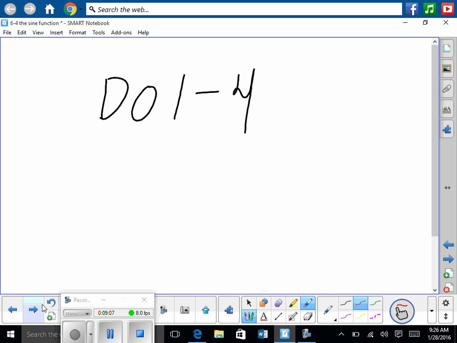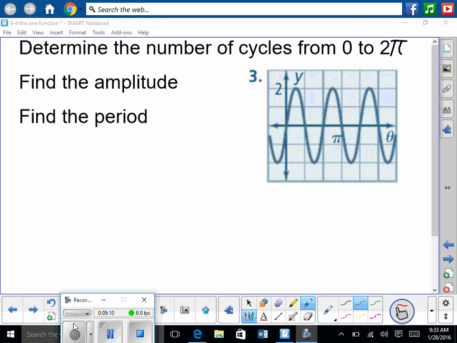1 through 4, go. Okay, so next thing, remember back to the very first lesson we learned in periodic functions. We learned about amplitude and then number of cycles, right? And the period means the length of one cycle. Does everybody remember back to the first day of learning periodic functions? Okay, so it says, determine the number of cycles from 0 to 2 pi. Find the amplitude, find the period. So remember, a cycle is where your function starts, and then it starts right there again, making up one cycle. Does that make sense? So like a full length.